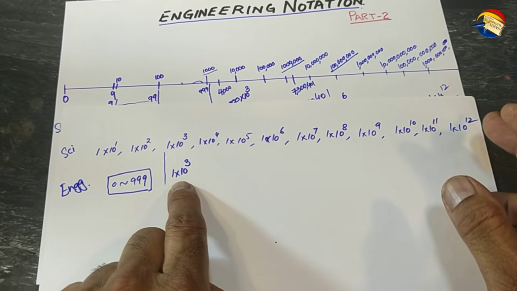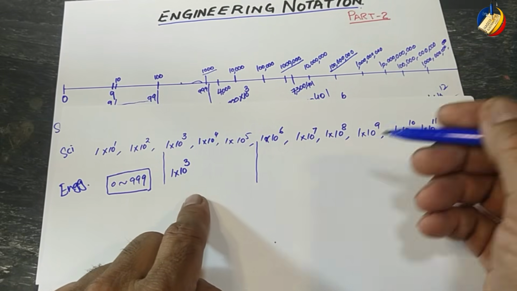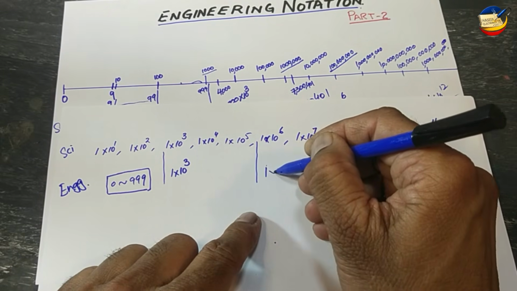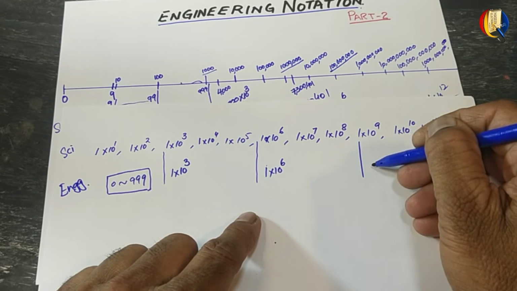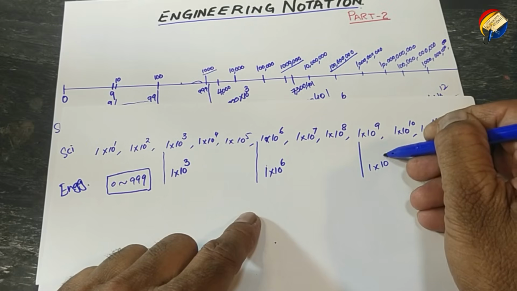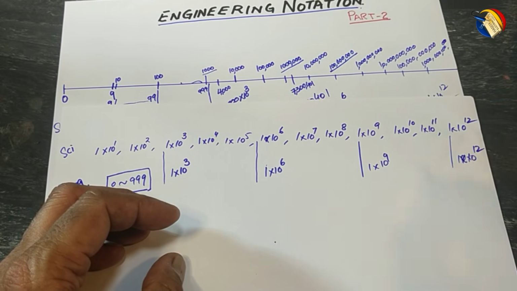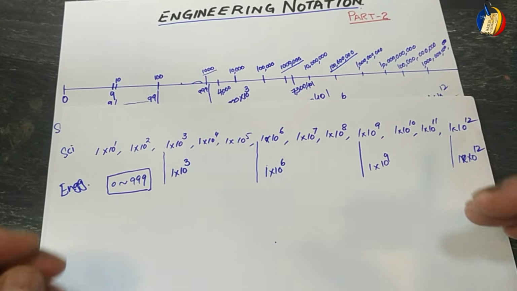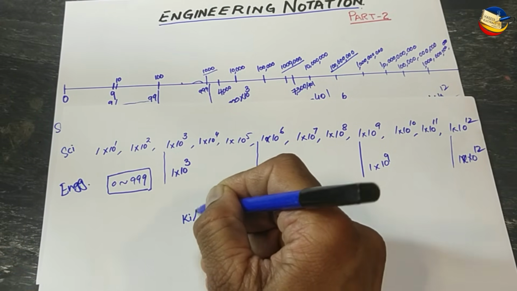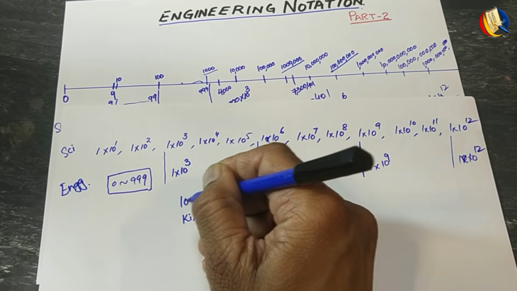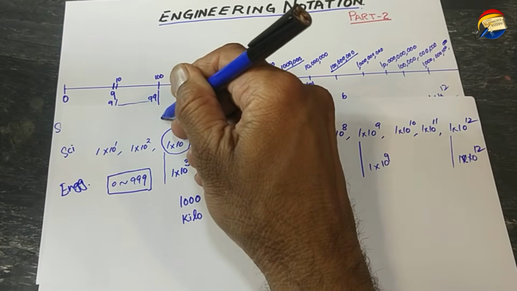After that we will write 10 raised to the power 3 until here. Then 10 raised to the power 6. Then 10 raised to the power 9. Then 10 raised to the power 12. To simplify it more and more, 10 raised to the power 3 is kilo. That is equal to 1000. Same. This number is indicating 1000.